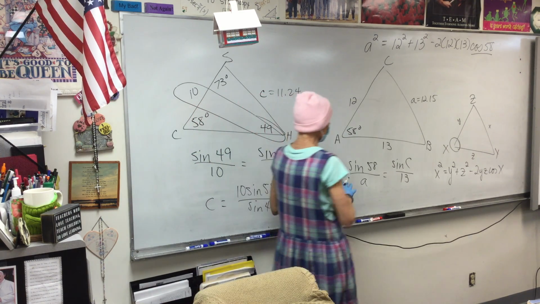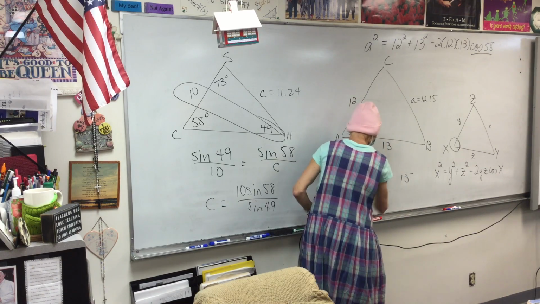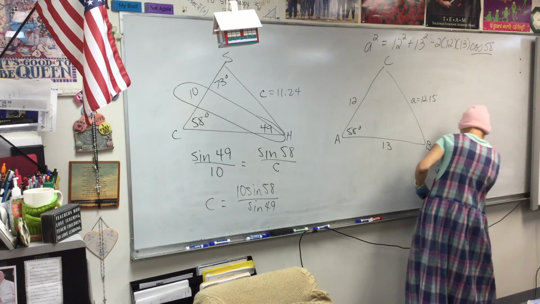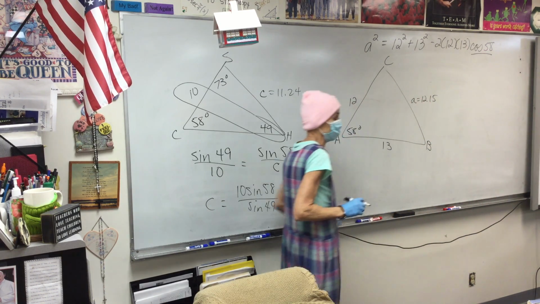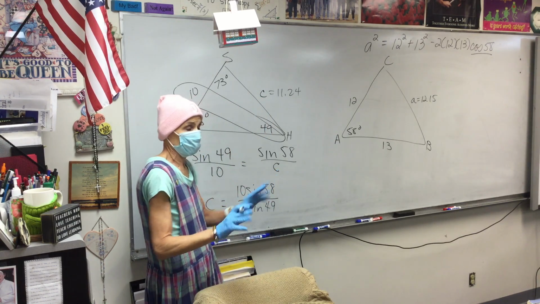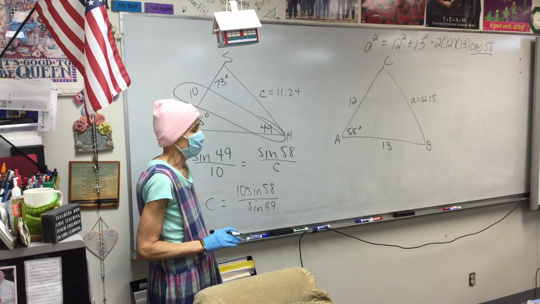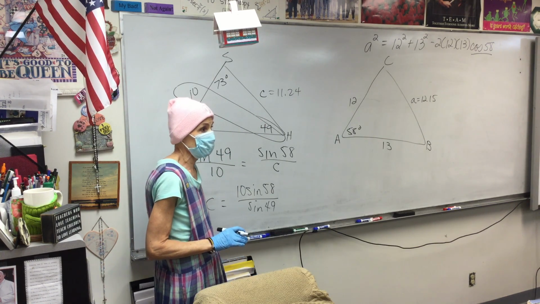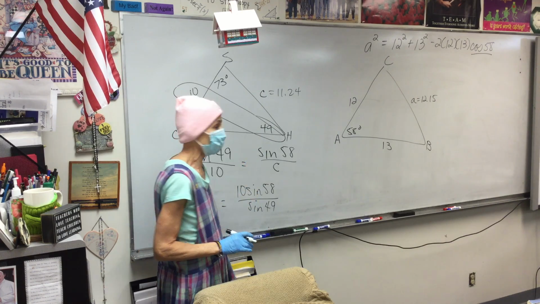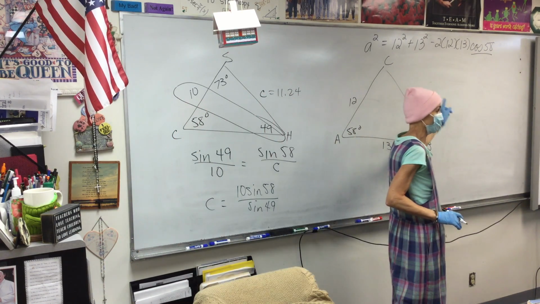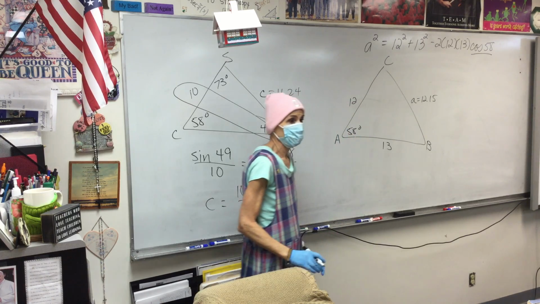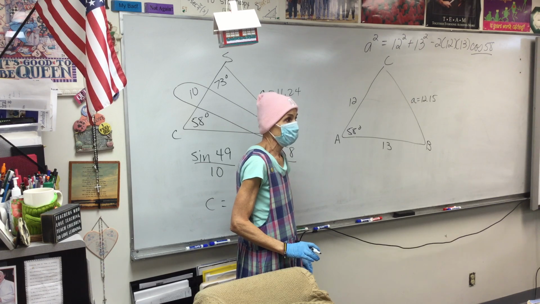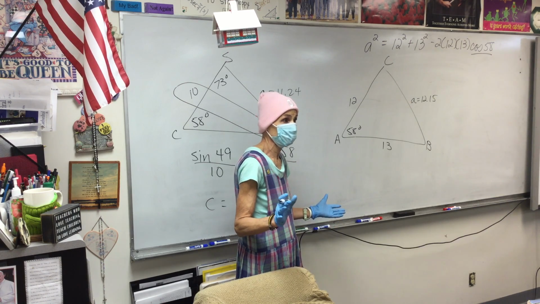So I have used my law of cosines to find side A. But I'm not done. My job was to solve the triangle. Oh, we gotta find the angles. Now I gotta find the angles. But now, kids, look at what you have. Now we can do the law of sines. Okay? Everybody clear on that?